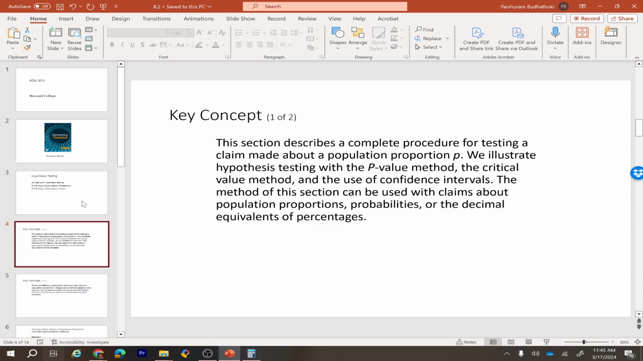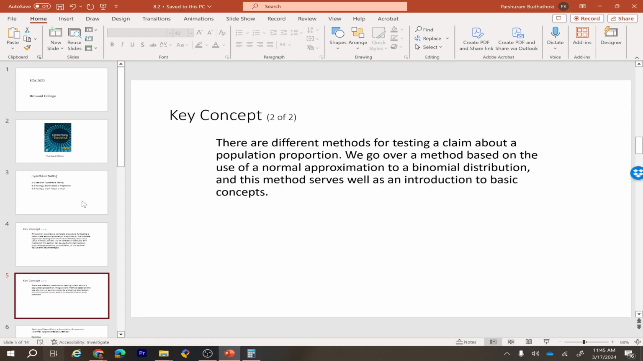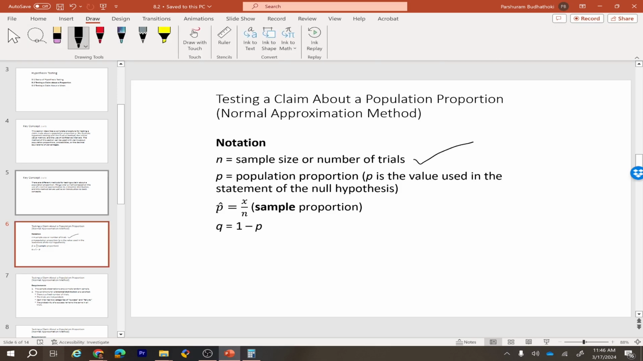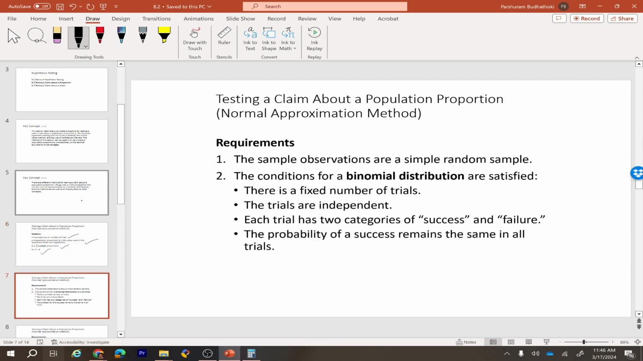So we're going to use one of them to test the claim, and we're going to use normal approximation on the given data to test the claim here. There are different methods, but we're just going to focus on the normal approximation method. So these are the notation for testing a claim about the population proportion. n stands for sample size, p stands for population proportion, p hat is the sample proportion, and q is 1 minus p.